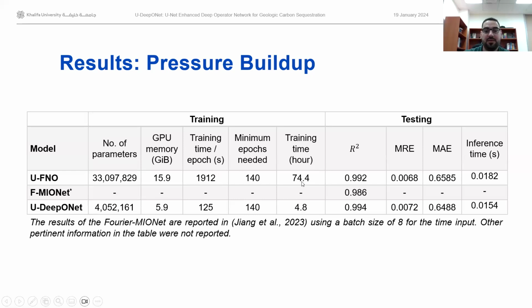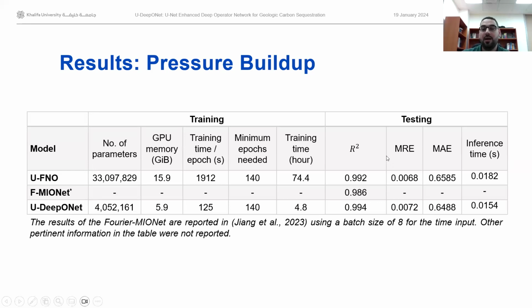75 hours is just too much. It was too much for us. It was one of the primary reasons we worked to produce a new architecture that is significantly more efficient. Because if you have to wait 75 hours for one run, it's just going to delay any development that you're doing. So a U-DeepONet that can run in under 5 hours is, we believe, a substantial improvement.